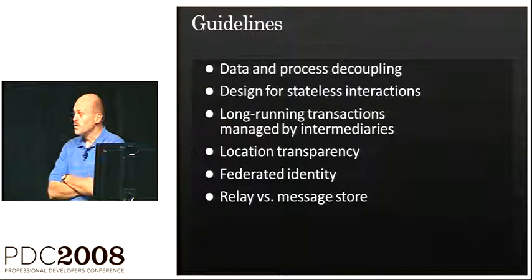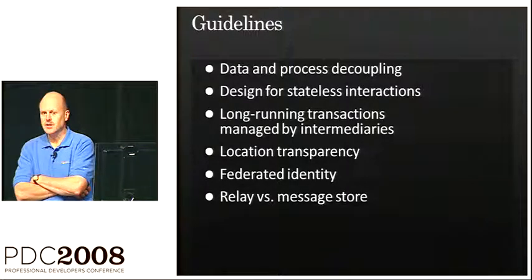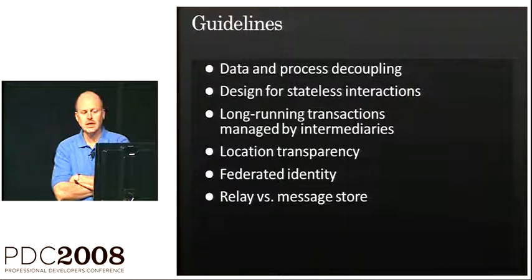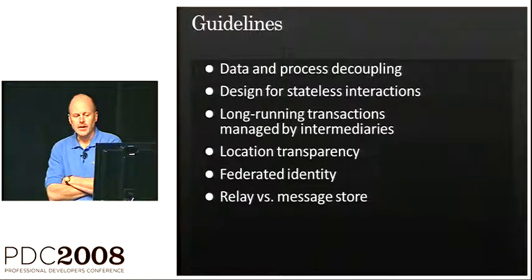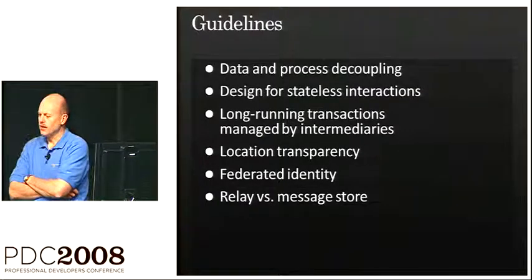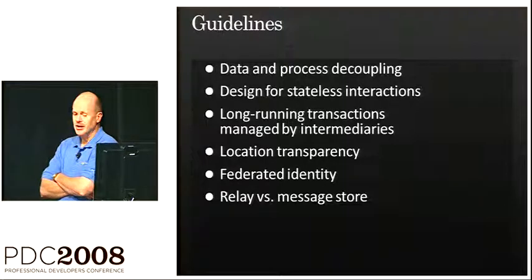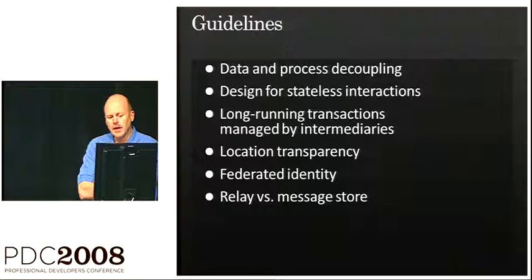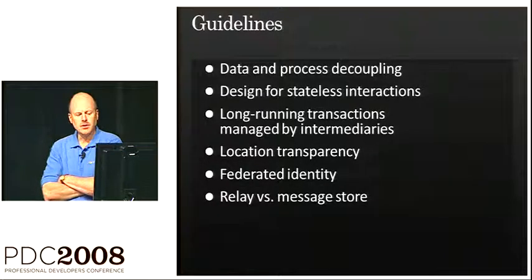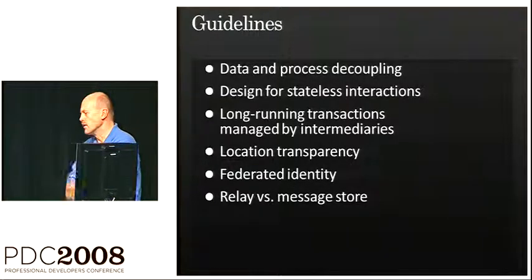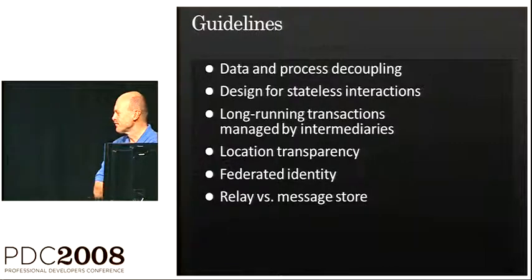There was location transparency in that Contoso knew nothing about where any of these partners actually resided or what their physical addresses might be. That was completely hidden via the relay. Federated identity, as Wade points out, it wasn't so much that we used federated identity as much as we used claims-based authentication, was another key guideline that we followed here. And then lastly was relay versus message store. We were able to take good advantage of the relay pattern in building this demo.